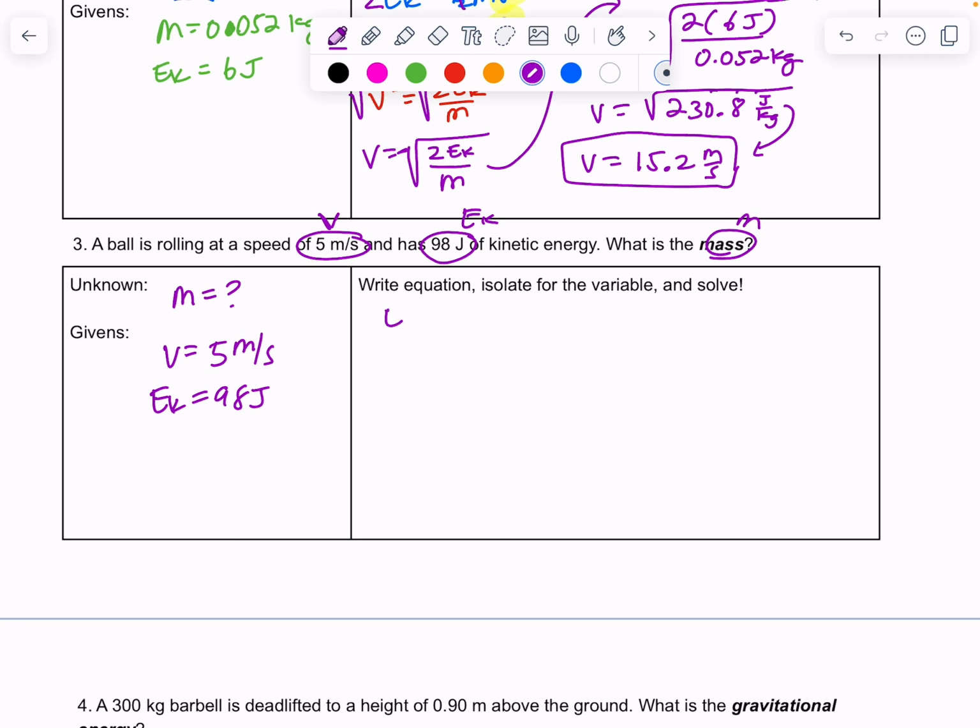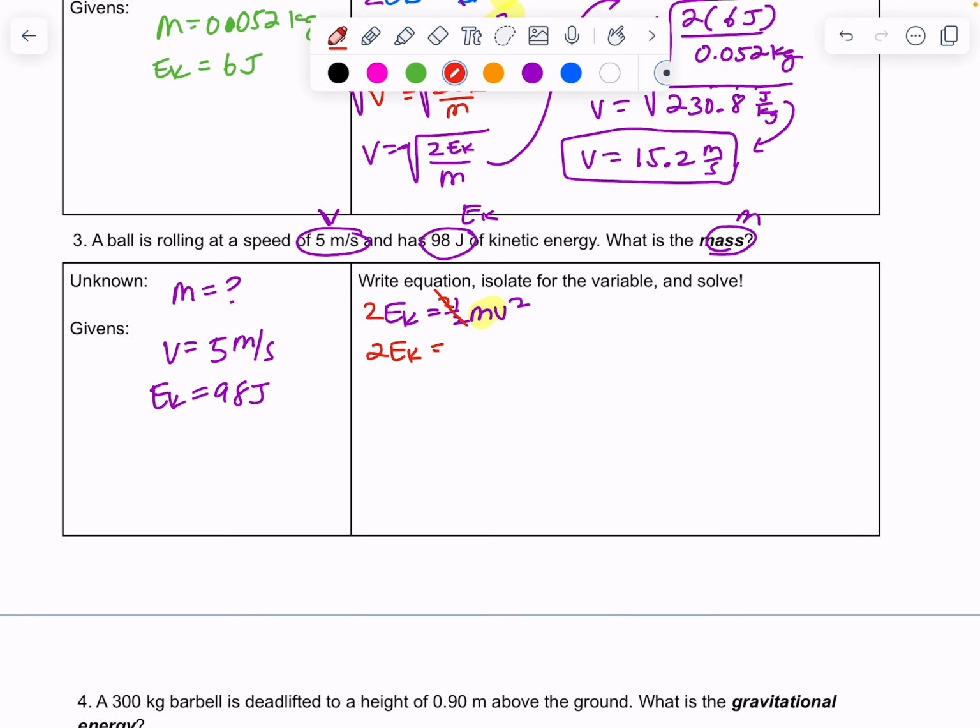So I'm going to start again with my equation. Write the equation first. That's always step 1. Now this is slightly easier because I'm solving for mass, so I just need to get rid of the other stuff. I'll multiply by 2 to cancel that out and get a 2 over here. So then I'm going to have 2EK equals mv squared.